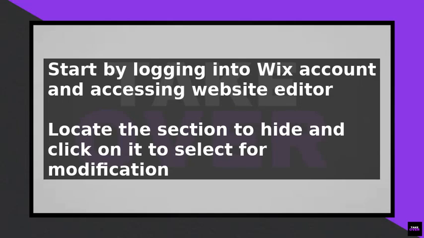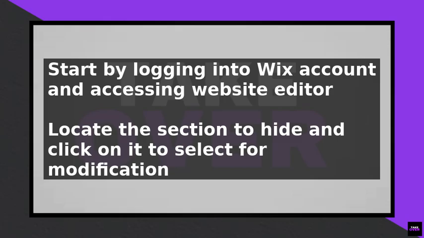To hide a section on Wix, start by logging into your Wix account and accessing the editor for the website you want to modify. Once in the editor, locate the section you want to hide and click on it to select it. In the top toolbar, you will see a settings icon. Click on this icon to open the settings panel.